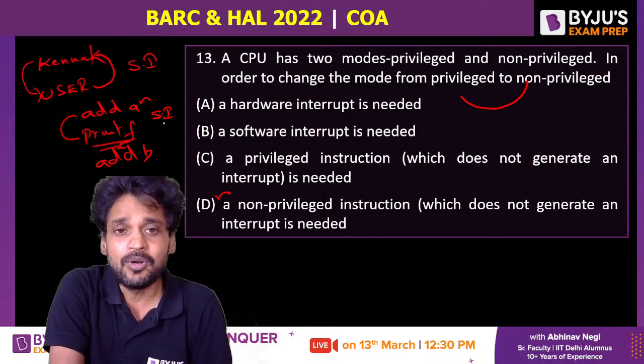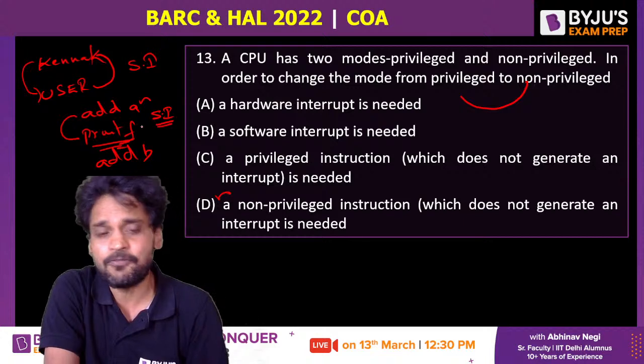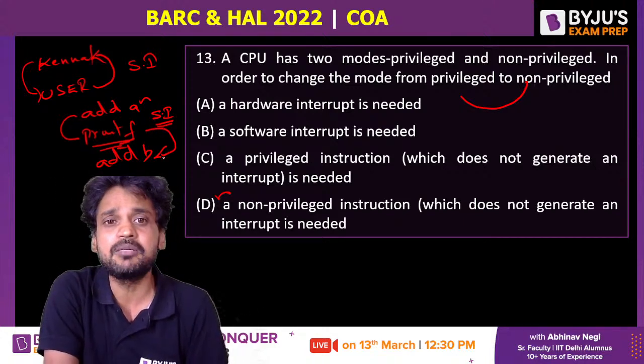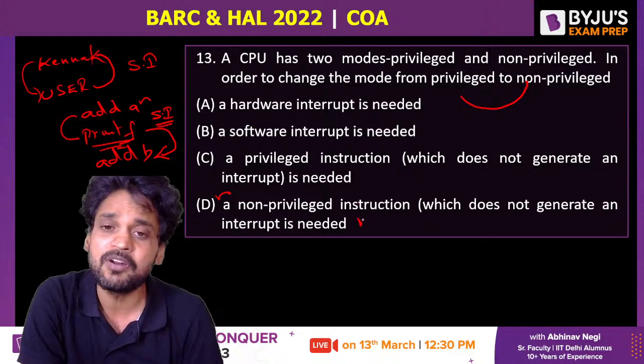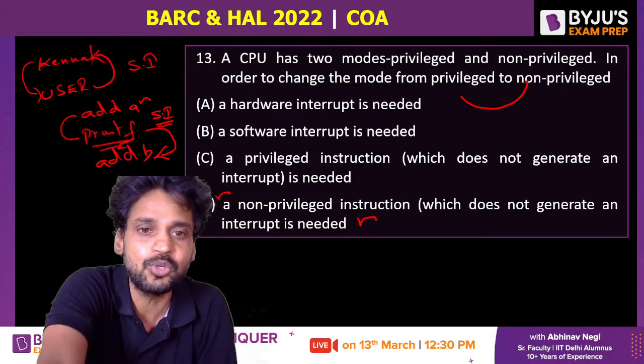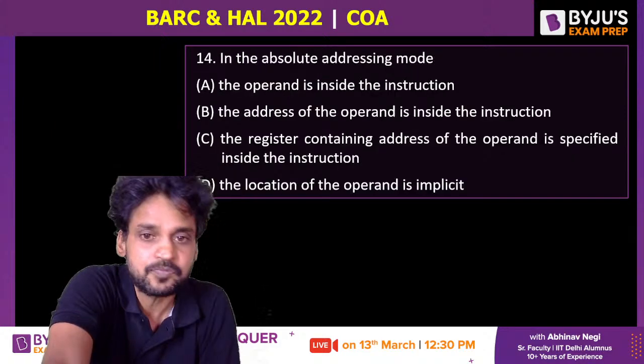Okay, so I only require a software interrupt to change the mode from user to kernel, but not from kernel to user. In order to change the mode from kernel to user, any non-privileged instruction would do, more than sufficient. So option D is the correct option.